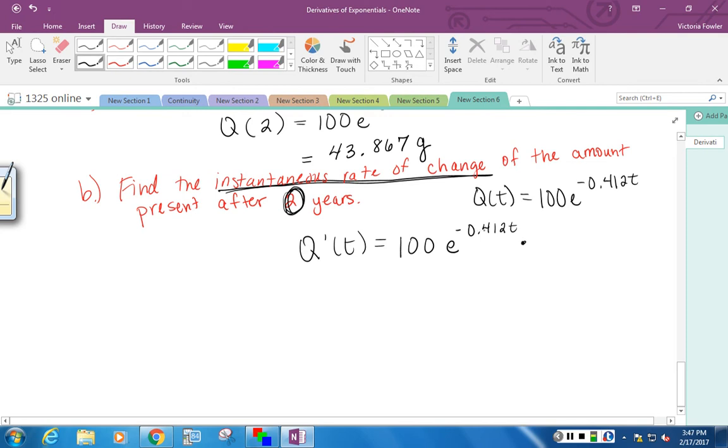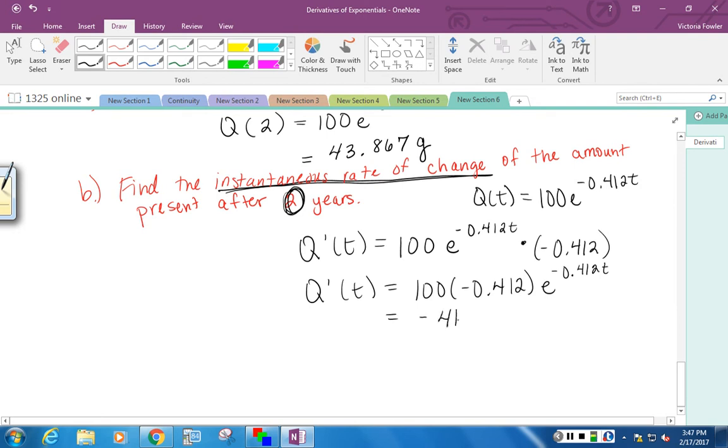So the derivative of negative 0.412 t is in fact negative 0.412. And so I have Q prime of t, which is going to give me the instantaneous rate of change for any point in time in years here. So I could move that negative 0.412 to the front of that e raised to negative 0.412 t. Just going to clean this up a little bit. So this would be what? Negative 41.2. Move that decimal place twice. Good. e to the negative 0.412 t.